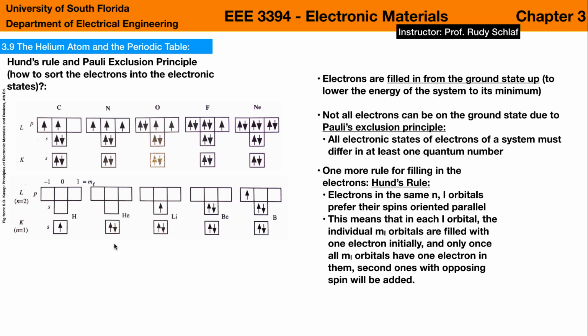The rules that govern this process are essentially, number 1, that electrons are filled in from the ground state up, so we start at the bottom at the lowest energy. This simply serves the purpose to lower the energy of the system as much as possible. That's how nature thinks. The second rule is Pauli's exclusion principle. I stated that already. Basically that means that each electron must have at least 1 quantum number different from all the other electrons in the system.